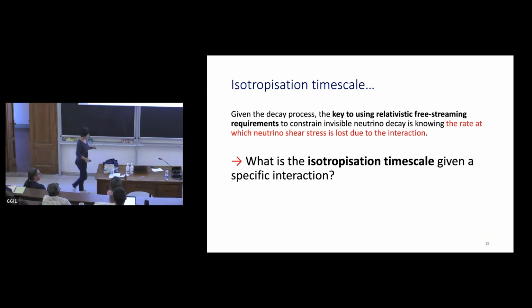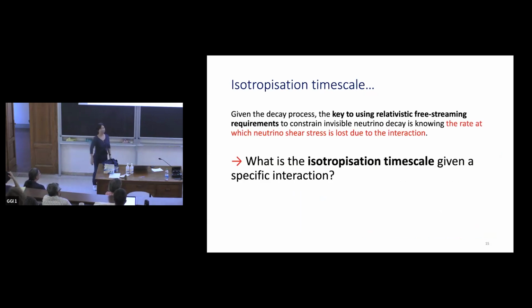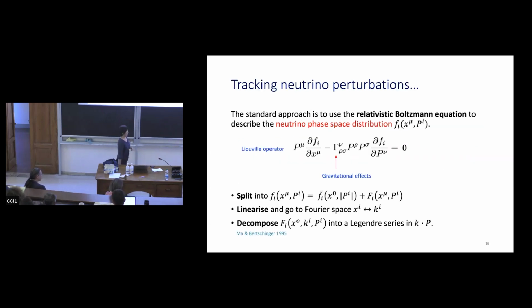Now, the question is, if I have a decay process such as this one over here, and I can calculate its decay rate, then, if I want to use relativistic free streaming requirements from the CMB to constrain this decay process, the key thing that I need to know is the rate at which neutrino shear stress is lost due to this decay process. In other words, what I need to find out is what is called the isotropization timescale. That's the key. I need to know that before I can map the CMB observations to the fundamental parameters of my model. Now, to calculate this, let me just tell you very briefly how we track neutrino perturbations, okay?